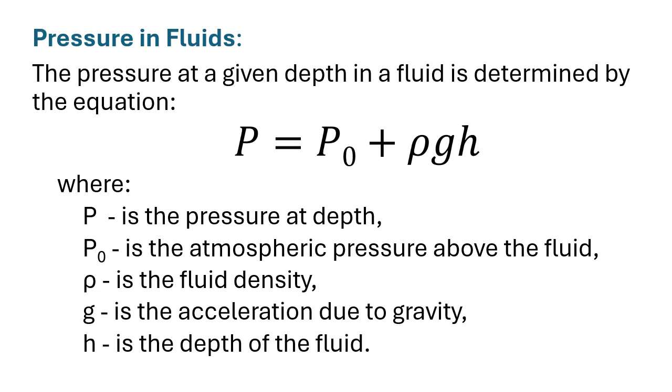The pressure at a given depth in a fluid is determined by the equation P equals P sub 0 plus density times gravity times height, where P is the pressure at a certain depth, P sub 0 is the atmospheric pressure above the fluid, then rho is the fluid density, g is the acceleration due to gravity, and h is the depth of the fluid.